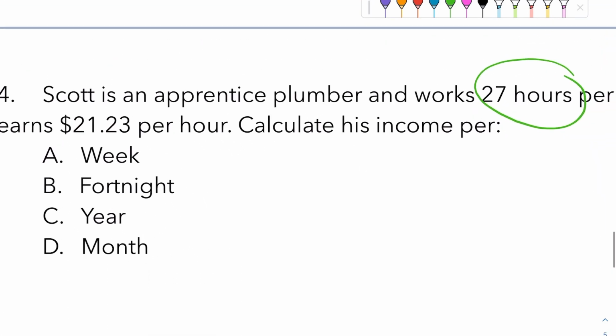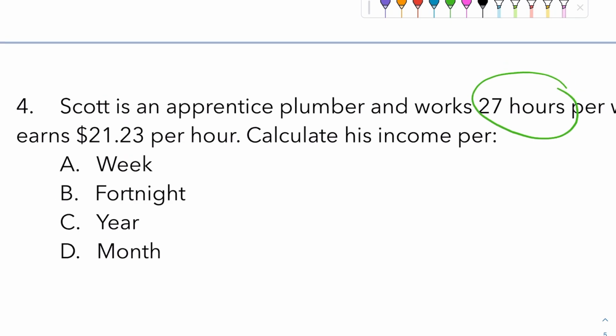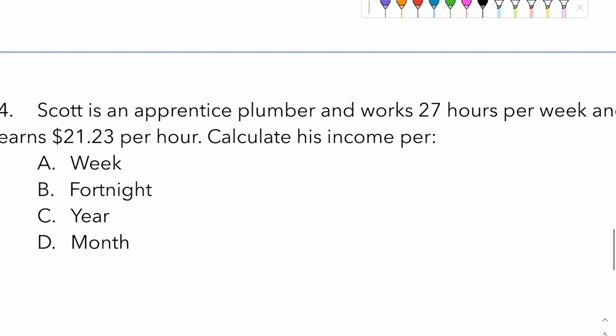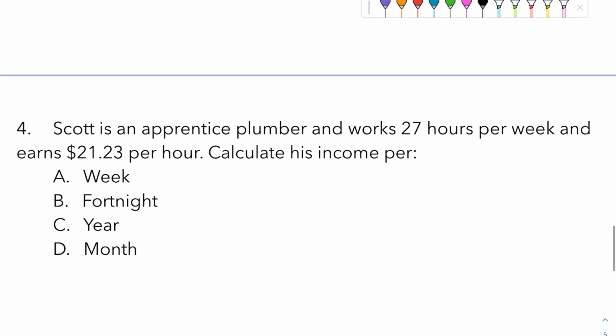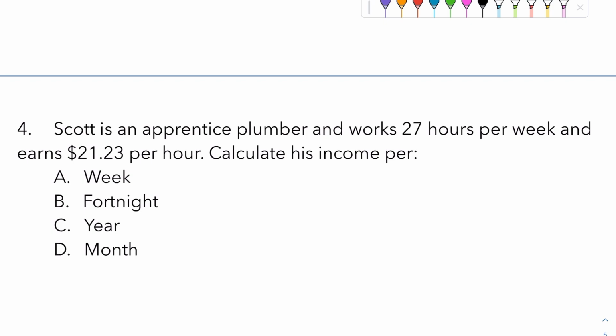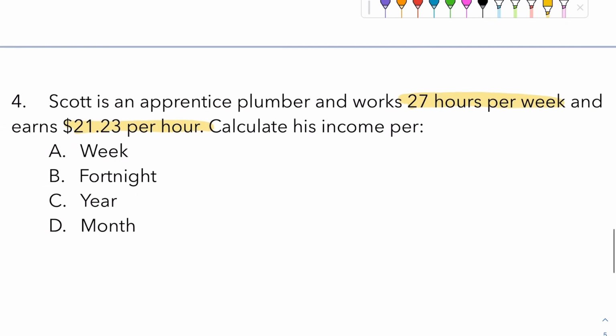This is my last example before I'm going to let you loose to try some on your own. And this one here, I believe, will have to determine by an hourly work week. Scott is an apprentice plumber and works 27 hours per week. And he earns $21 and a bit per hour. Okay. Calculate his income per week.